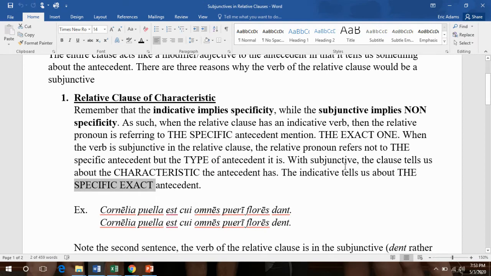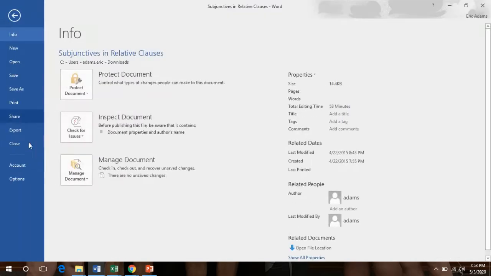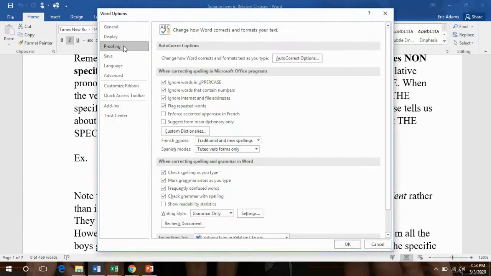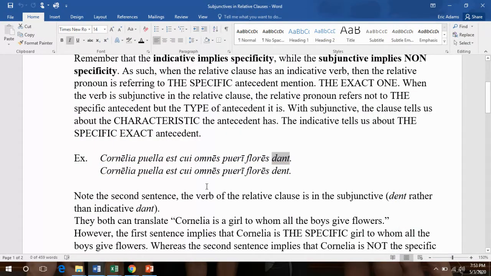Now, if you don't understand this quite yet, that's understandable. Let's take a look. These two sentences are identical: Cornelia puella est, cui omnes pueri flores dant or dent. The only difference is that one has dant and the other has dent. Dant from dare is indicative. Dent from dare is subjunctive. Both of them will translate the exact same way: Cornelia is a girl to whom all the boys give flowers.